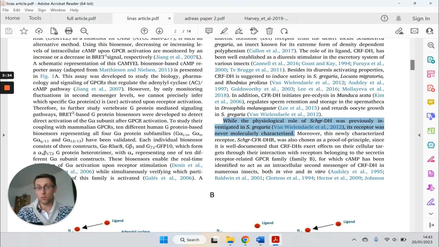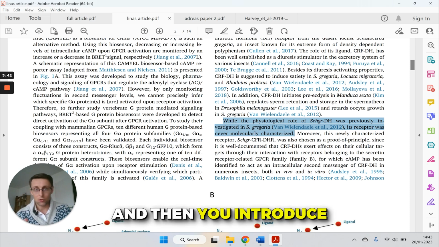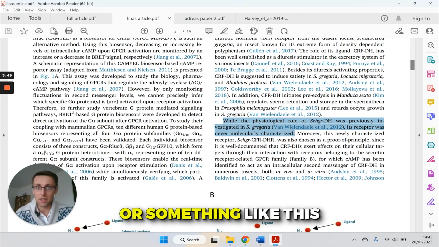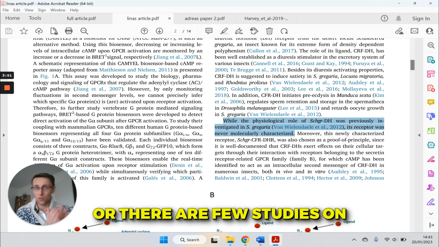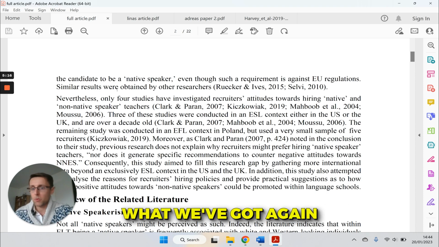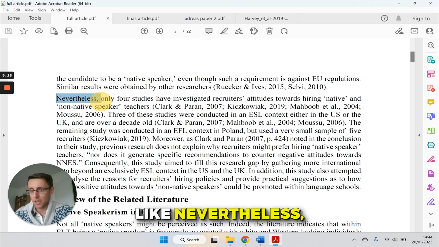So you can use while or although X, Y, and Z have been studied in the literature, and then you introduce the research gap. X has not been focused on, or something like this, or there are few studies on, and then you introduce the research gap. So in here, what we've got again is a word for contrast, like nevertheless.